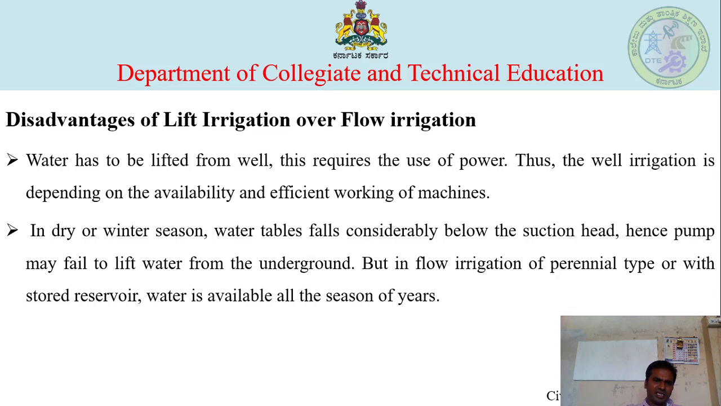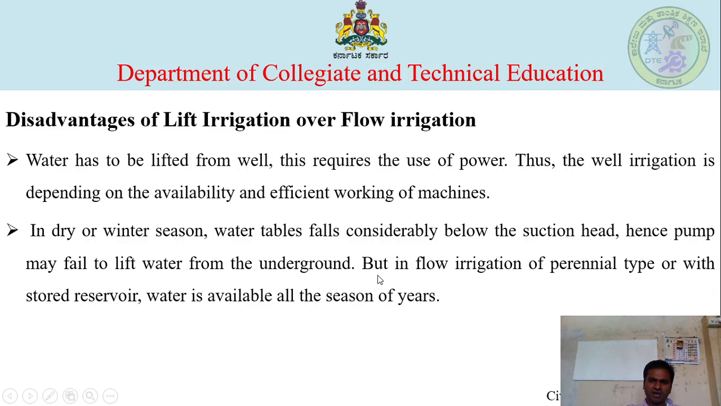Next are the disadvantages of lift irrigation over flow irrigation. Water has to be lifted from the well. This requires the use of power. Thus, well irrigation depends on the availability and efficient working of machines. In dry or winter season, the water table falls considerably below the suction head. Hence, the pump may fail to lift water from the underground.